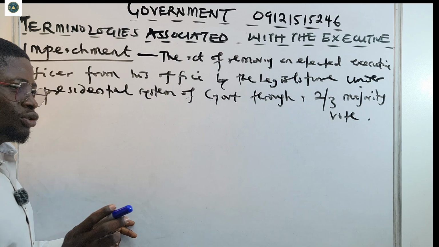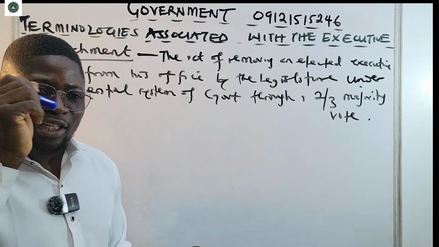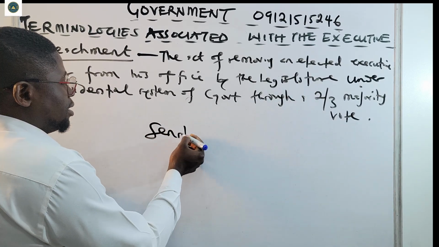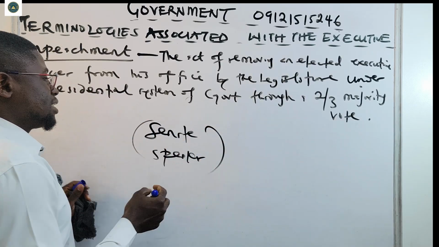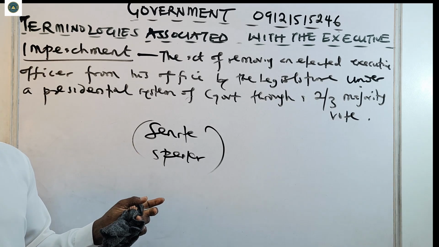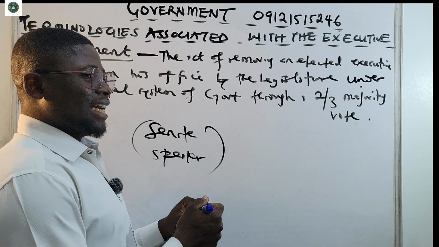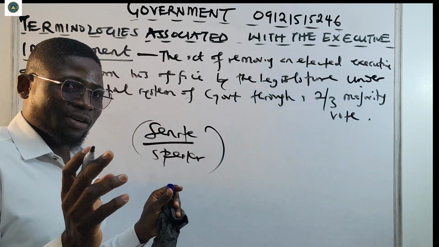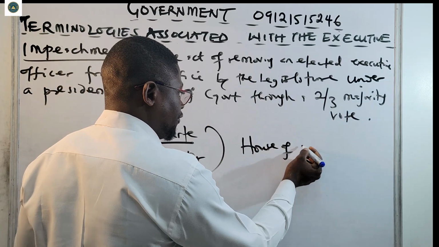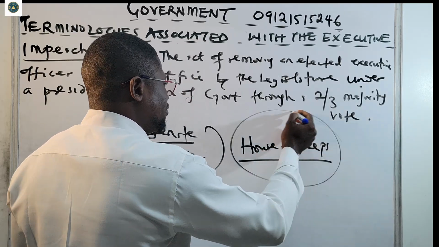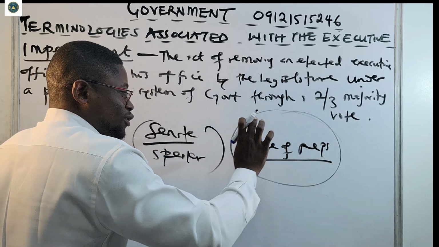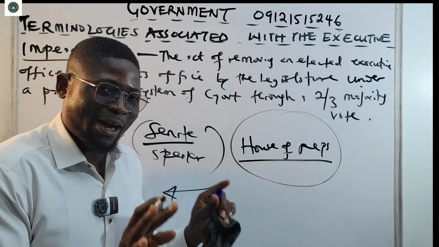So then also another thing we don't talk about is that even in the legislature, an office holder can be impeached. For example, let's say the Senate President or the Speaker of the House. These ones they can also be impeached on account of what? Gross misconduct or abuse of power. All right. So once they are impeached, they are only removed from that office. Let's use the House of Reps, for example. If the Speaker of the House of Reps is impeached, he will leave his office as Speaker, but he will come back to sit down on the floor of the House. Do you understand? All right.